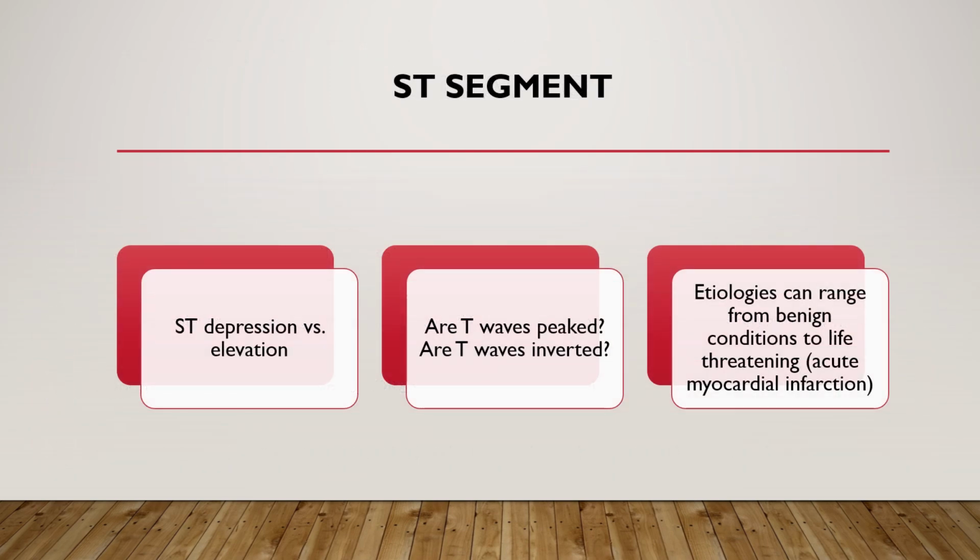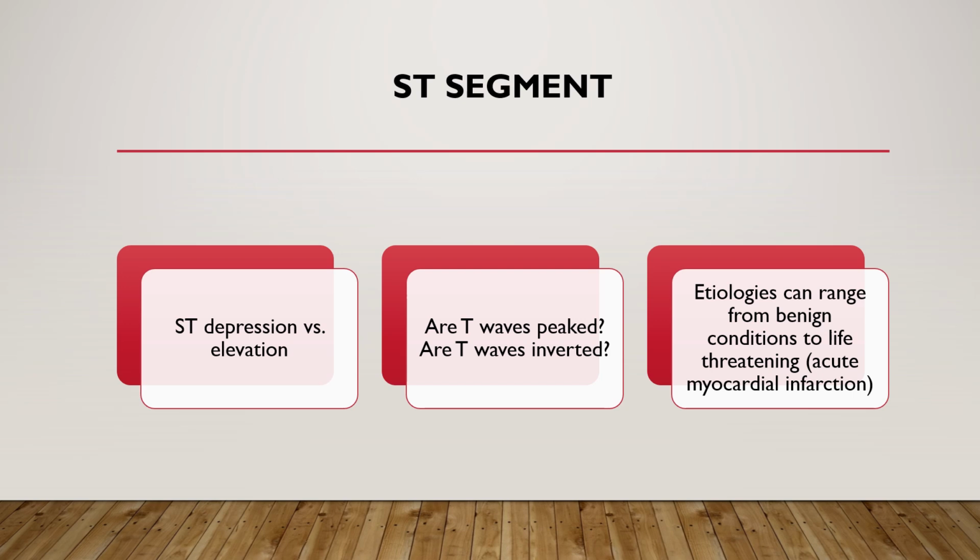Next, let's talk about ST segment. So the questions to ask include, is there ST segment depression or elevation? Are T waves peaked or inverted? Etiologies of ST segment abnormalities can include benign conditions and also life-threatening conditions, such as, for example, acute myocardial infarction and hyperkalemia, which we briefly discussed before.